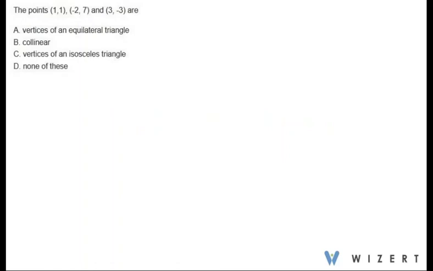We have this question here. The points (1, 1), (-2, 7) and (3, -3) are vertices of an equilateral triangle, collinear, vertices of an isosceles triangle, or none of these.